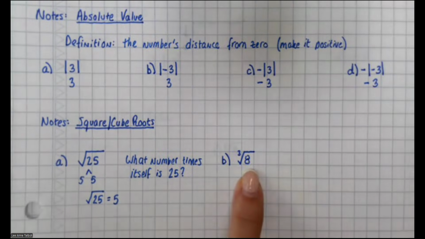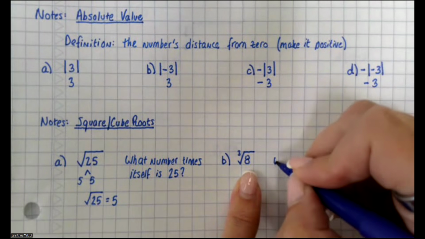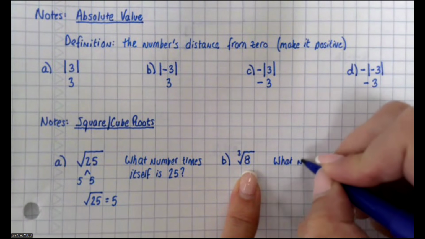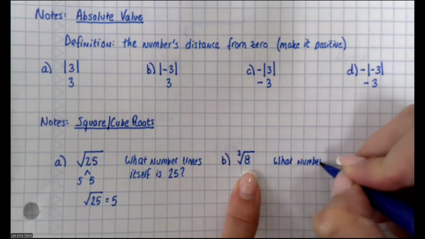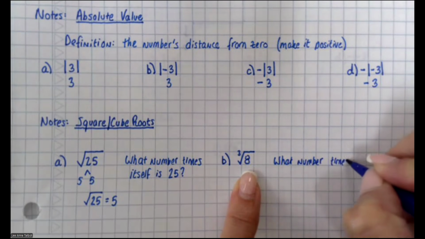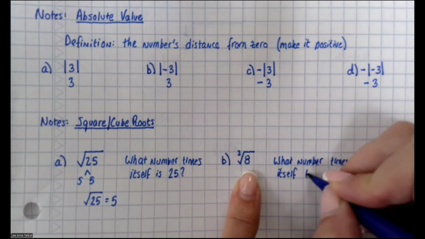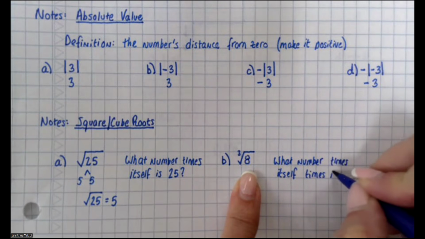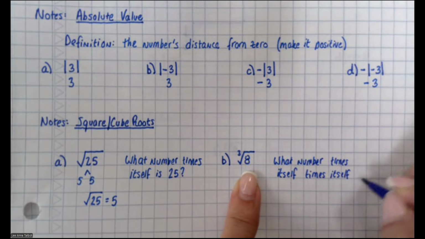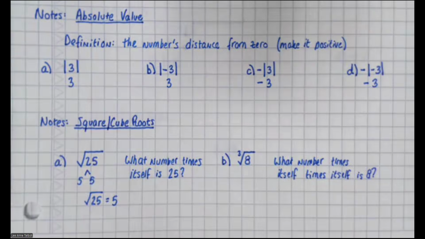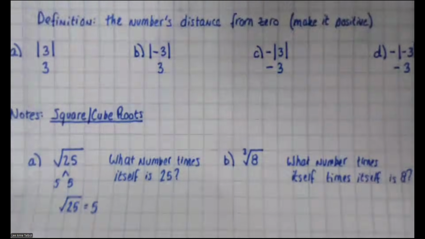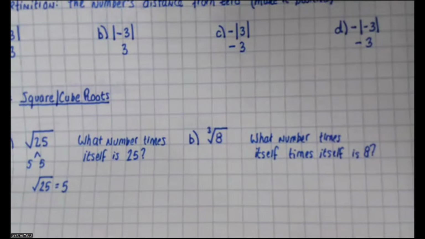Okay, now for cube root, it's saying what number times itself is 8. What number times itself is 8.